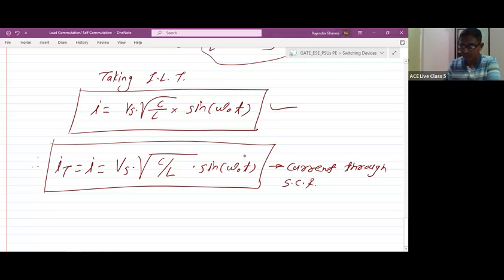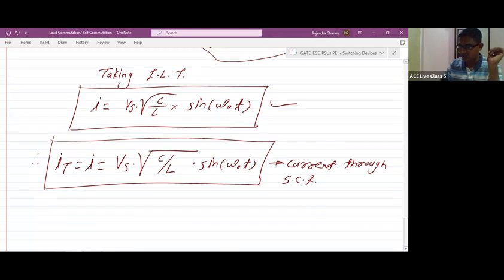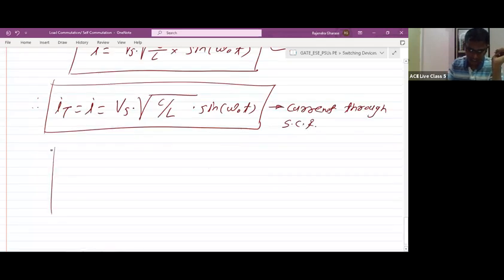So at omega 0 t equal to 0, sine of 0 will be 0, so the current will be 0. After that, the current goes on increasing slowly until omega 0 t is equal to pi by 2, that is t equal to pi by 2 omega 0. At that instant the current will reach the peak value, and after that the current will decrease. So the nature of the current will be like this.